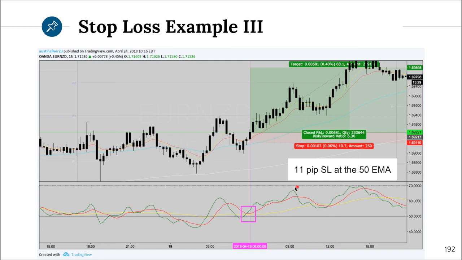Here's an example. It never hits overbought. The RSI comes down, back through the liquid 50, back through the trend line. Right here in the afternoon, you'd be looking for shorter term time frame entries.